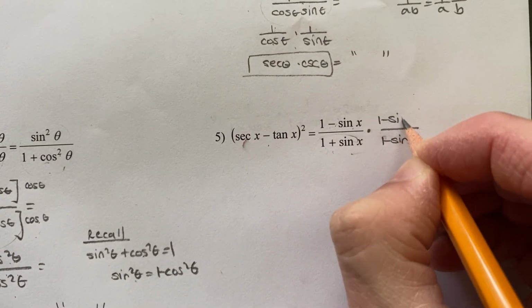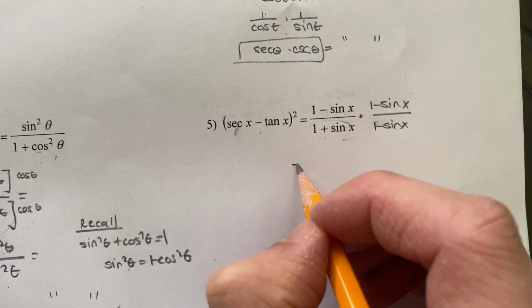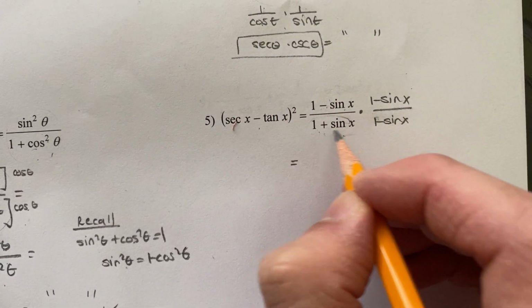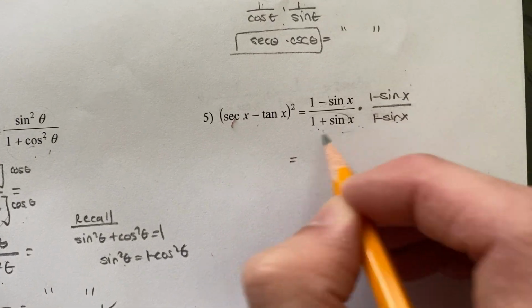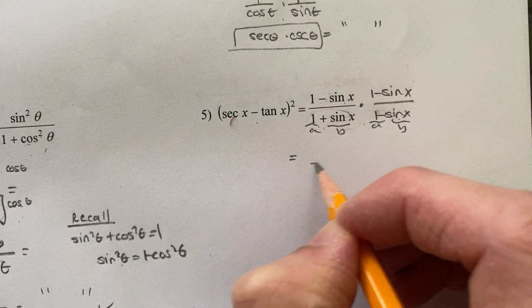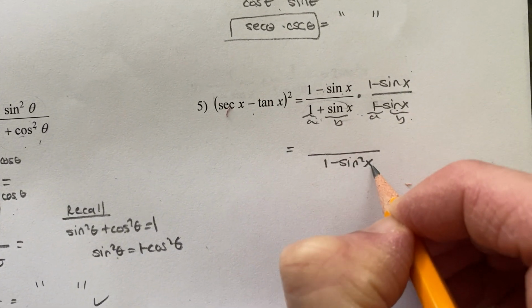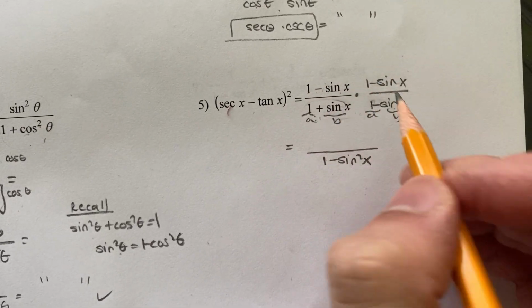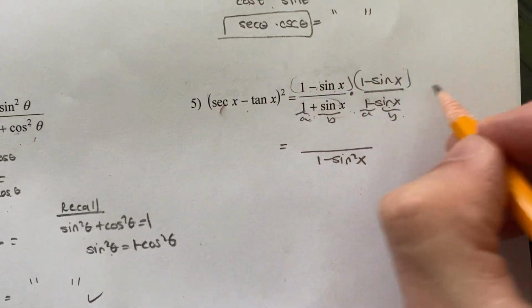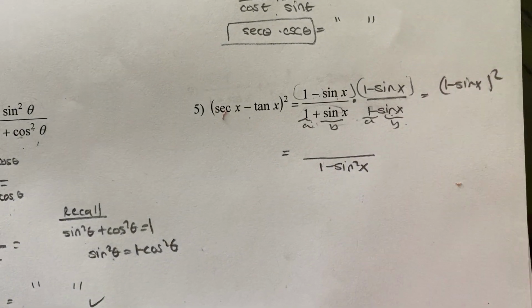Okay, so I could have written an extra line just to copy down the original problem, but I'm not going to. In your denominator, you have a plus b times a minus b, and we went over this. It's just a squared minus b squared. So this is 1 minus sine squared x. In your numerator, notice you have a 1 minus sine x quantity squared.